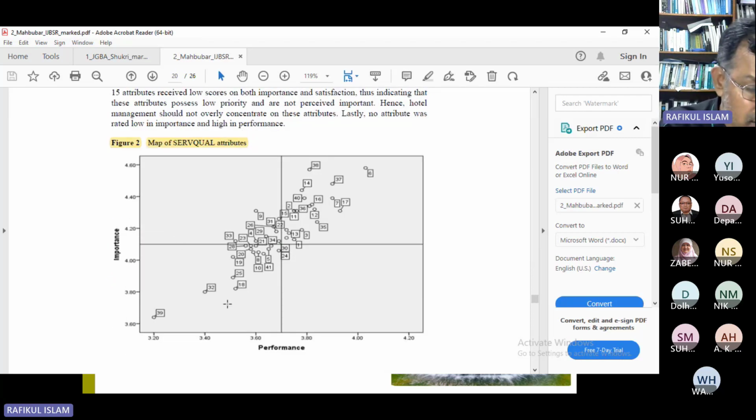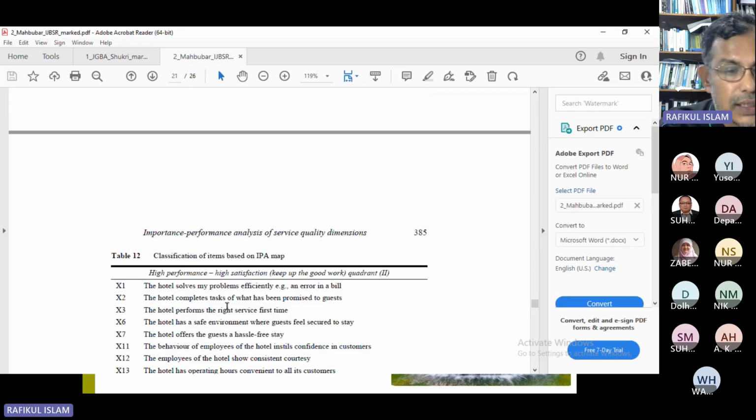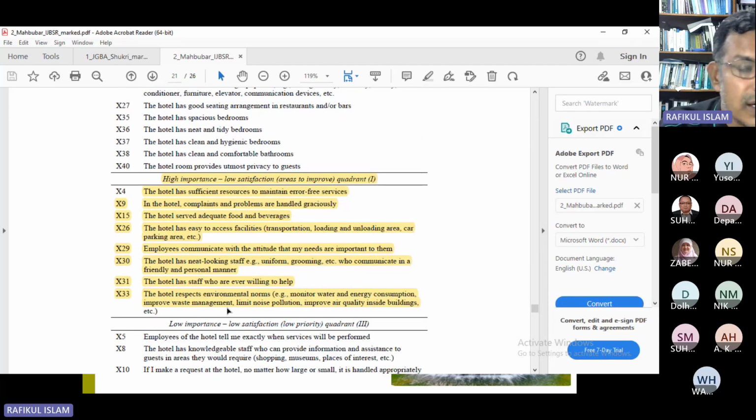This map must be generated if we are using importance performance analysis. And what are the items to be improved? These are the items to be improved. High importance, low satisfaction, that is in quadrant 1. The hotel has sufficient resources to maintain error-free services. In the hotel, complaints and problems are handled graciously. The hotel serves adequate food and beverages, etc.